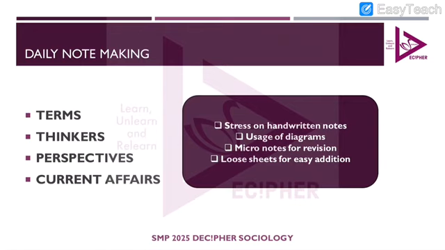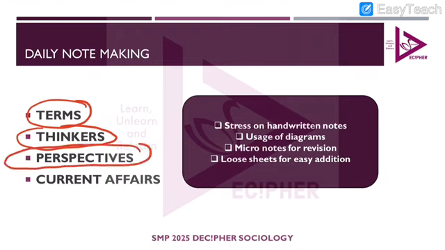Understand that for every topic, sociological terms are important, the thinkers or sociologists are important, and what was the theory given by them? What was their viewpoint, which is called perspective? Very important. These three have to be written for every topic. Along with this, some current affairs you need to jot down so that you can add value to your answers.